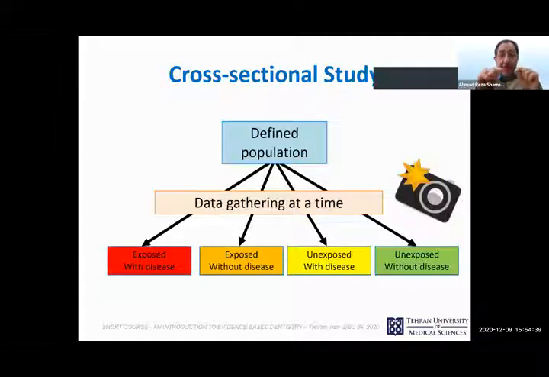Today, do you have any exposure to a risk factor? And today, do you suffer from a specific disease or not? And we categorize the participants into four categories: exposed with disease, exposed without disease, unexposed with disease, and unexposed without disease. And then we perform a statistical analysis to investigate the relationship between exposure and outcome.